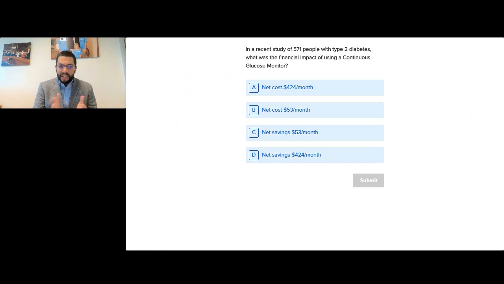I'm going to read it. In a recent study of 571 people with type 2 diabetes, what was the financial impact of using a continuous glucose monitor? A, net cost of $424 per month. B, a net cost of $53 per month. C, a net savings of $53 per month. Or D, a net savings of $424 per month. We'll give a few seconds here. Let folks have a chance to respond.